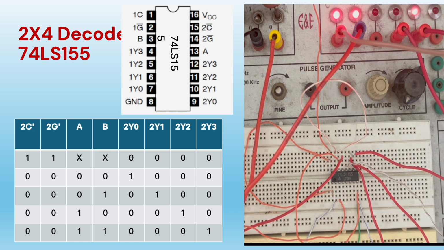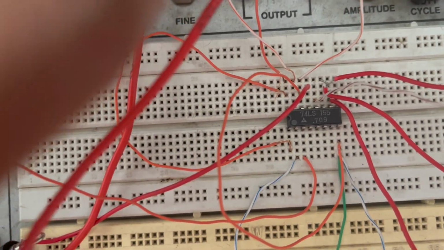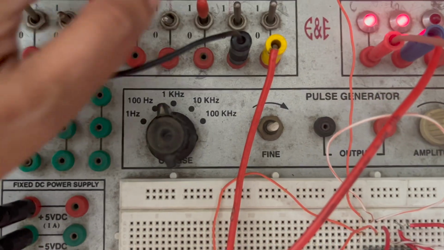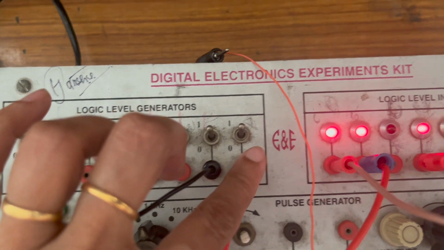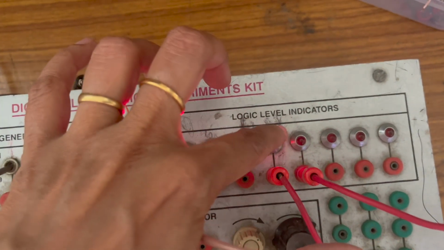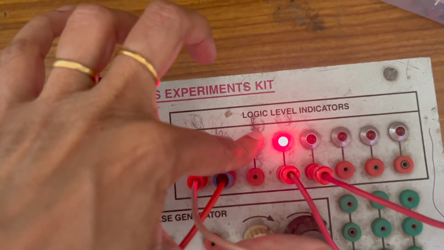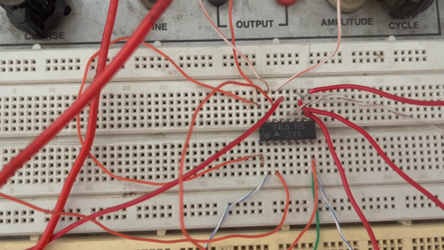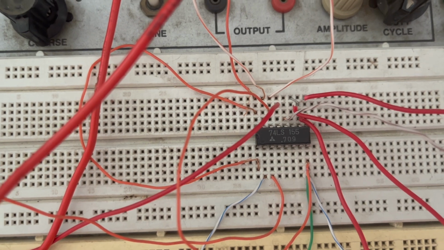Let's do the experiment. This is a 2x4 decoder circuit. LS155 IC is used, and in 2x4 decoder circuit we are using the second decoder as discussed. These are the two inputs and four LEDs at the output. This LED is not used. Let's see the working of this IC. You can see all the connections made here.